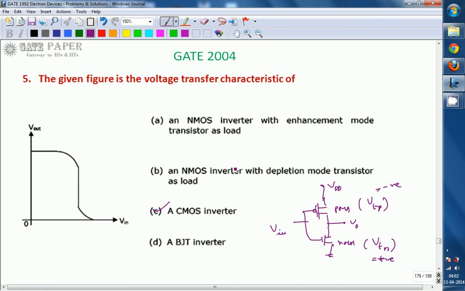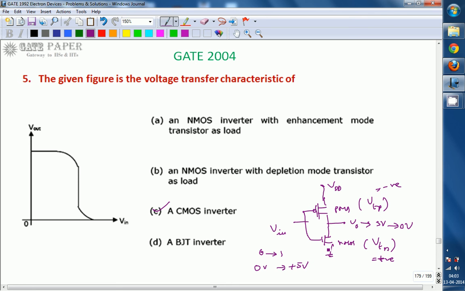Whenever V input is changing from 0 to 1, that is from 0 volts to 5 volts, let us assume, V0, since it is an inverter, initially will be at 5 volts and later will come towards 0 volts. Whenever the input changes from 0 to 5 volts, the output changes from 5 volts to 0 volts. While the input is increasing from 0 towards 5 volts, the output is decreasing from 5 to 0 volts. Both will meet at a point.